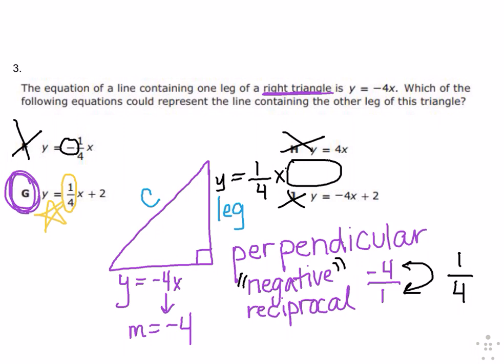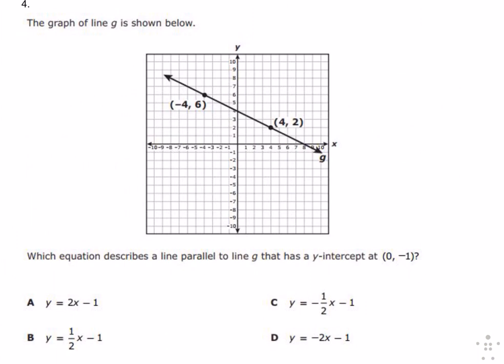Okay, let's look at number 4. Number 4 says, the graph of line G is shown below. Which equation describes a line parallel to line G that has a y-intercept of (0, -1)? If it is parallel, that means that the slope is the same.